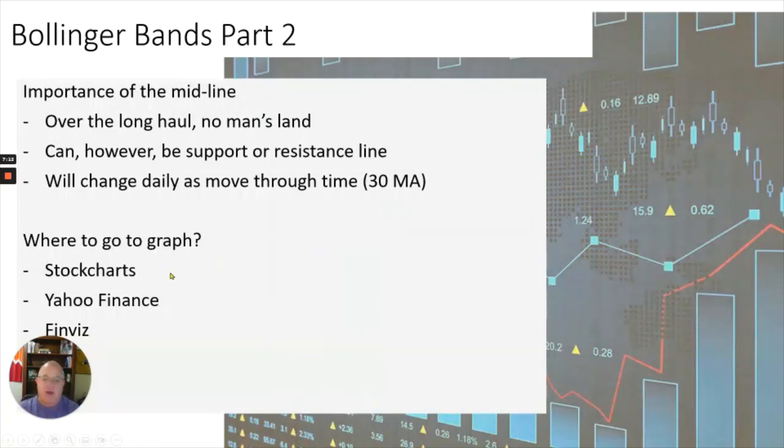So where do you go to get these? My favorite program is StockCharts. The one I just went over was actually a StockCharts graph. You can also get it on Yahoo Finance and, to some degree, Finviz. I actually pay for StockCharts and Finviz. We'll talk about that later.